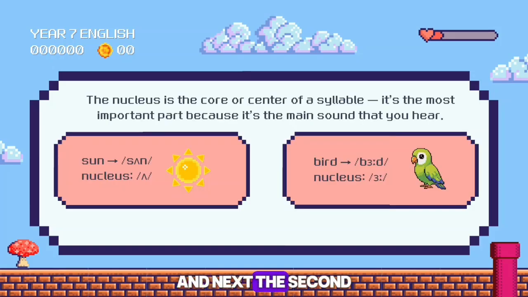And next, the second part in the structure is the nucleus or the vowel sound. It's the most important part because it's the main sound that you hear. For example, sun. The nucleus is a because a is the vowel that holds the word together. In bird, the nucleus is the vowel, that's the strong central sound you hear the most.